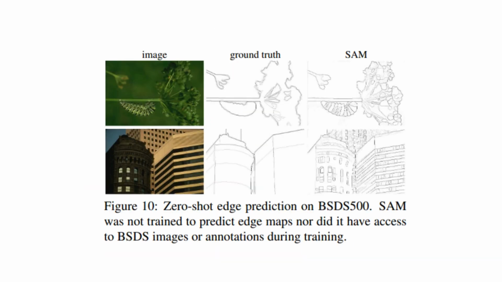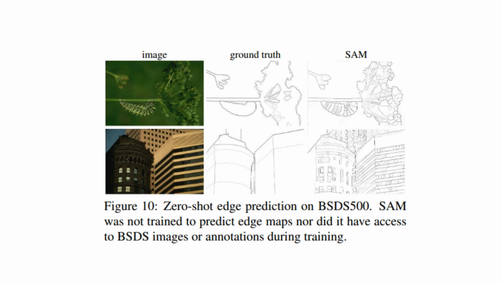Next up, we have the classical task of detecting the edges on an image with the BSDS500 dataset. Reminder that SAM is simply being prompted properly in here to be able to generate the right output. Specifically, they prompted SAM with a 16 by 16 regular grid of foreground points.